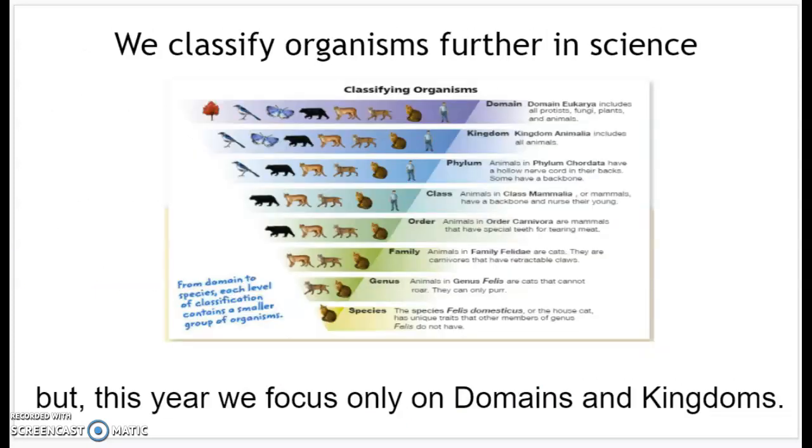We classify organisms further in science. So we go further than domain and kingdoms. It goes phylum, class, order, family, genus, species. So you get to that one organism. But this year we focus only on domains and kingdoms. When you move on to 7th, 8th grade and into your sciences in high school, you'll get further down and you can see how a tiger and your house cat are related because they are part of the same kingdom or phylum or class, but then they get into different groups, the more specific you get down into taxonomy.